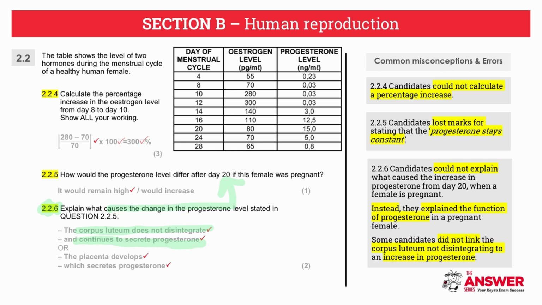Alternatively, if we're talking about at a later point, after the placenta has developed, that is going to take over the function of the corpus luteum and continues to secrete progesterone, which also leads to the increase in the progesterone concentration. So candidates couldn't explain this. Instead, they explained the function of progesterone, and some of them did not link the corpus luteum not disintegrating to increasing progesterone. So it's very important that we recap the menstrual cycle in this regard.